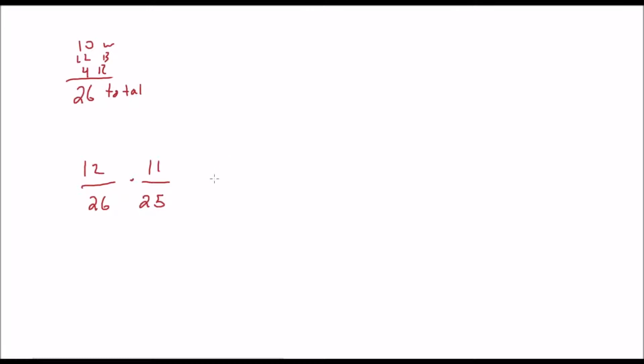So now we're going to multiply these together. Off the top of my head, I'm not sure what 12 times 11 is. I have 132. I don't know why I did that in the calculator. 26 times 25 is 650. 132 over 650 is option B.